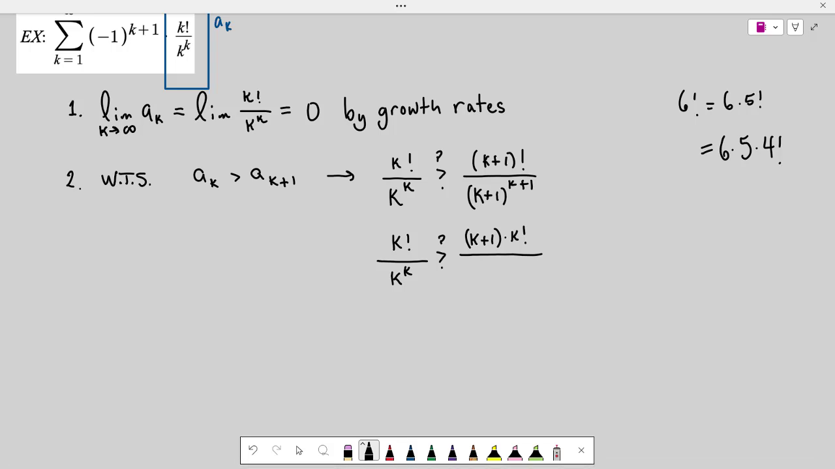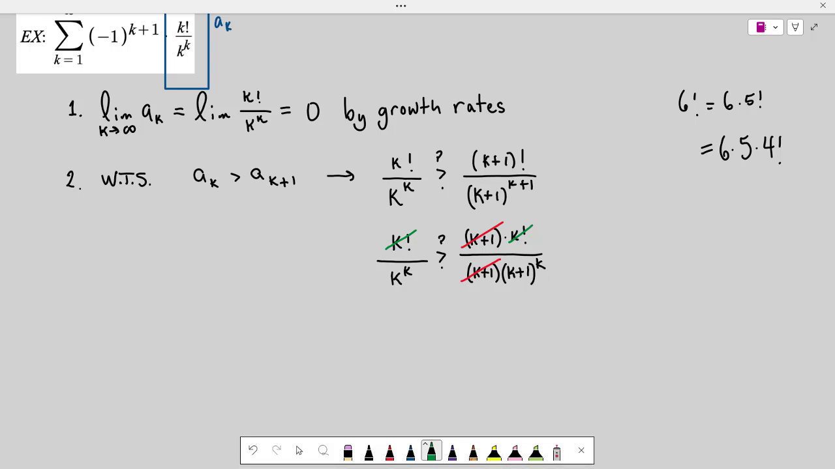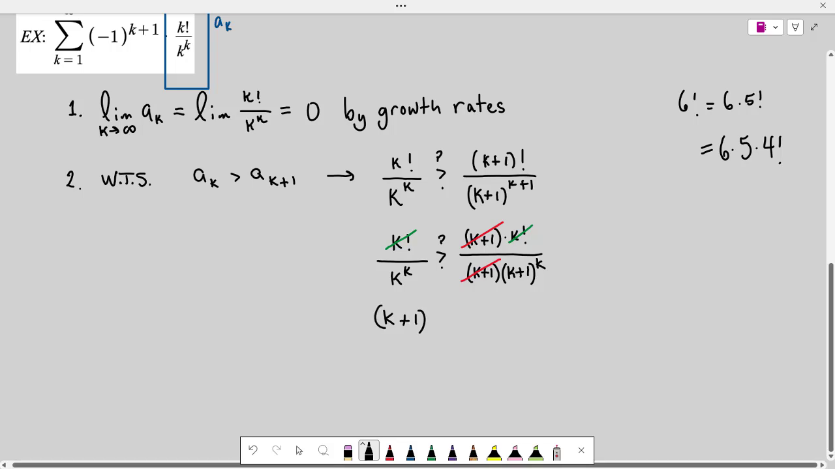And down here, with laws of exponents, we're going to write this as k plus 1 times k plus 1 to the k. You can just peel 1 off. Let's see what happens when we peel 1 off there. The first thing I notice is that the k plus 1s are going to cancel. I also notice that the k factorials are going to cancel. If we divide both sides by this positive number, k factorial, that's going to go away. Okay, now we're going to do our cross multiplication. We're going to end up with a k plus 1 to the k on the left, and a k to the k on the right.